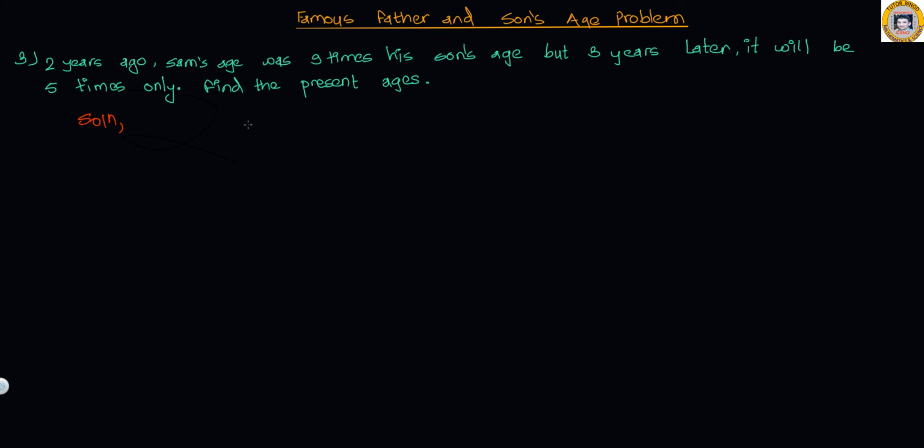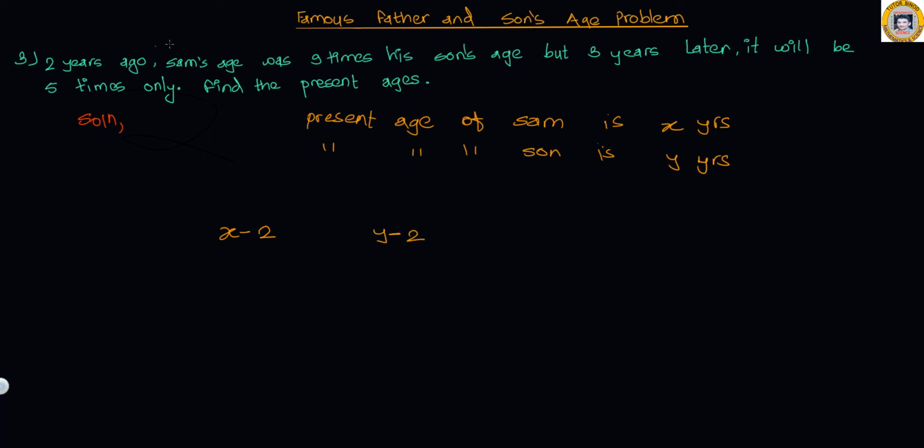In this problem, Sam was 9 times his son's age 2 years ago. Let us say the present age of Sam is x years and the present age of son is y years. That's the present age. 2 years ago Sam would be x minus 2. Similarly, 2 years ago his son would be y minus 2. But the question tells us that 2 years ago Sam's age was 9 times that of his son's age.